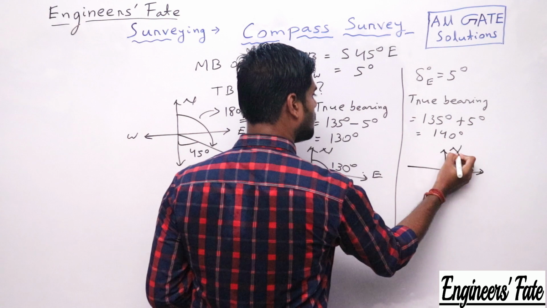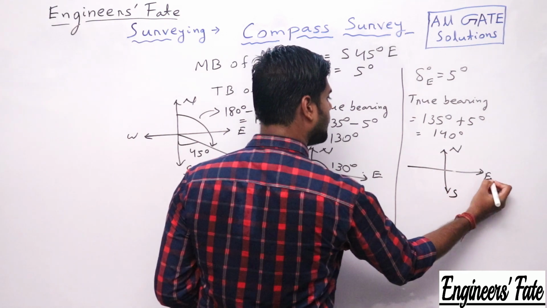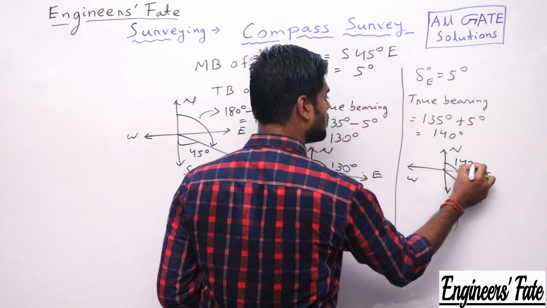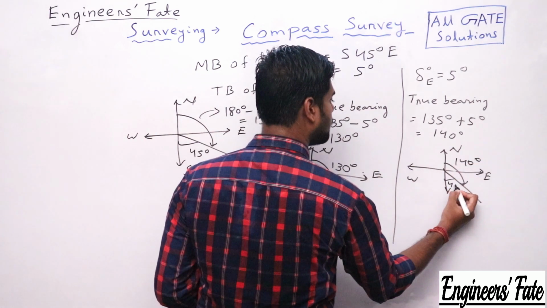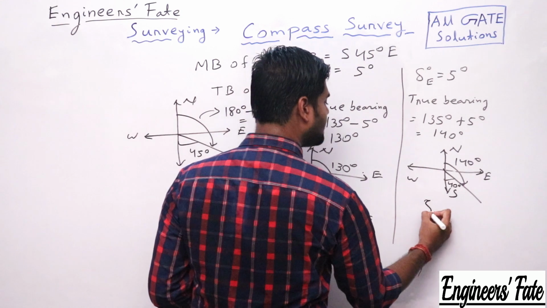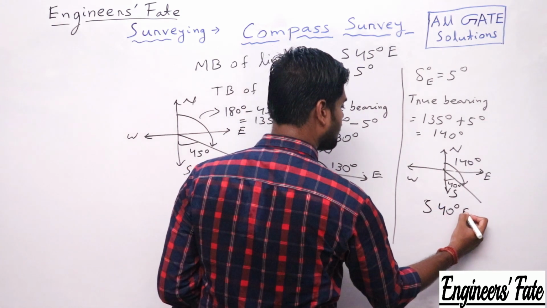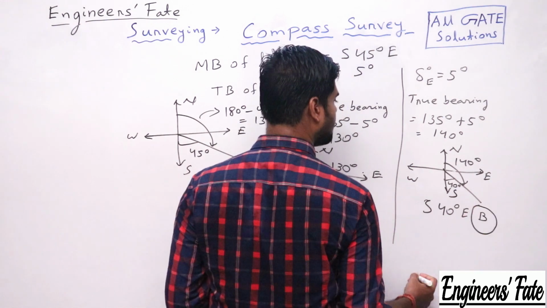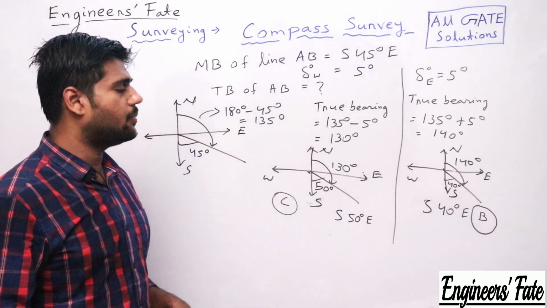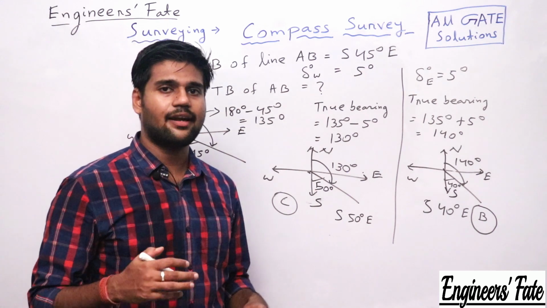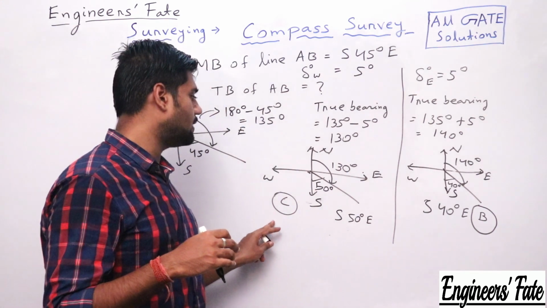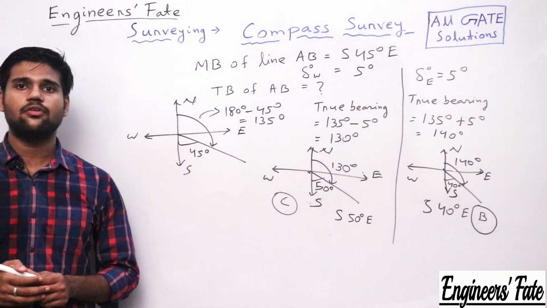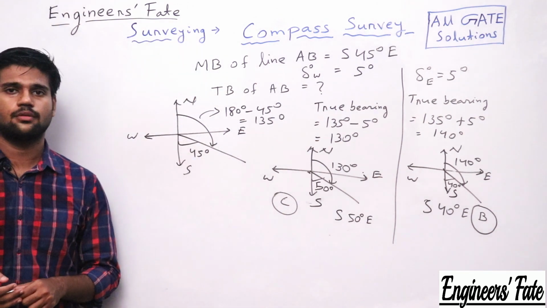So what will be the answer? This will be north, this will be south, this will be east and west. So from north this will be 140 degree, so this will be 40 degree. So the answer will be south 40 degree east. So if he has given the eastern declination, then the correct answer will be B, but the correct answer is option C because he has given the western declination. So please note down and try the next question.